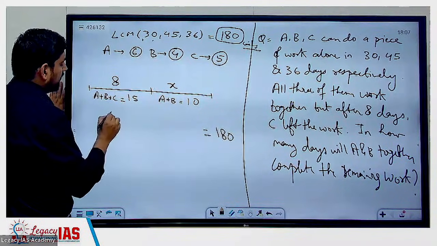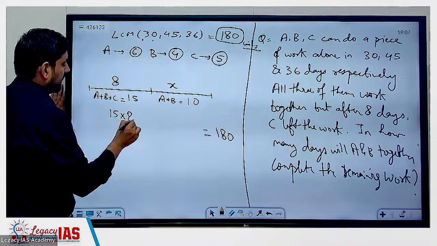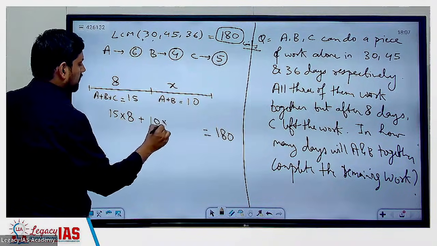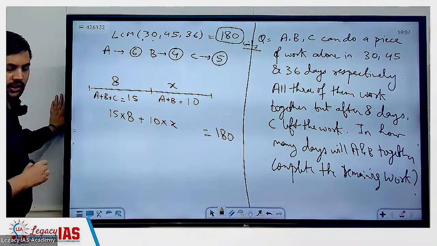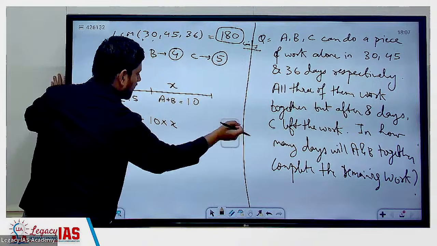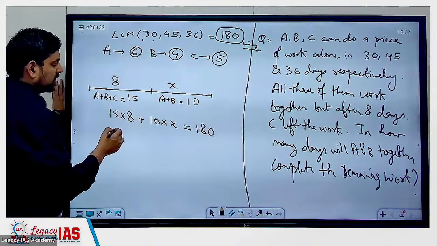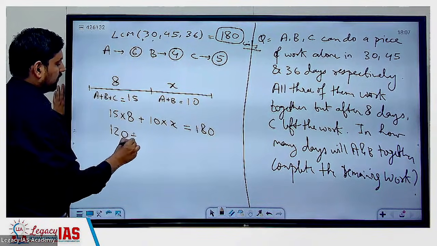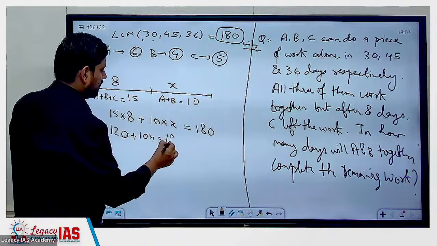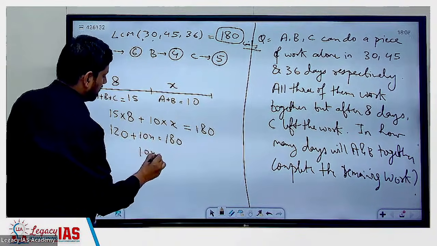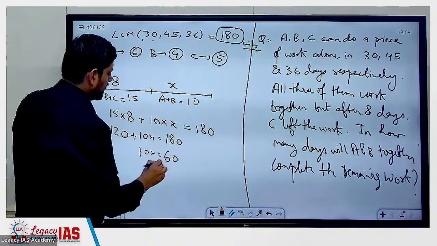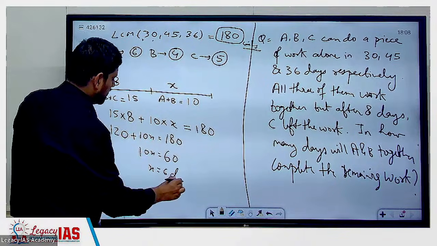So 15 into 8 plus 10 into X is equal to 180. 15 into 8 is what? 120 plus 10X is equal to 180, or 10X is equal to 180 minus 120, 60. X came out to be 6 days.